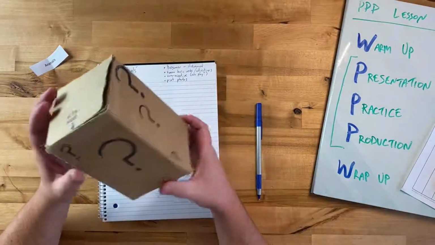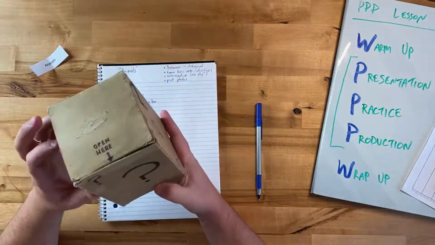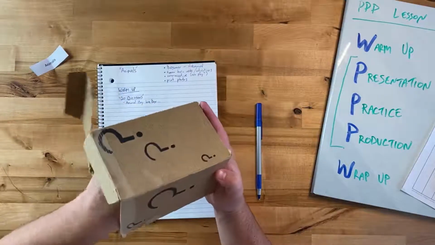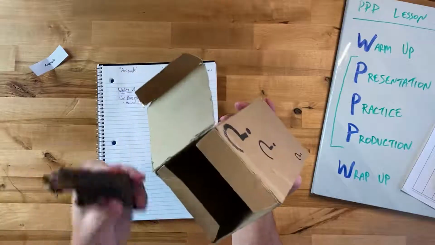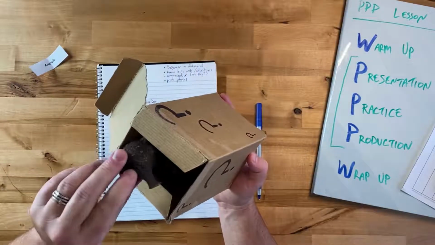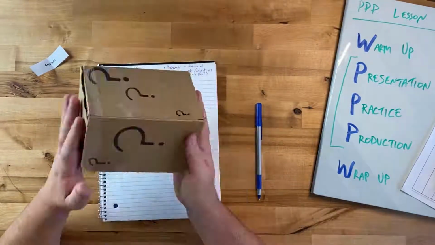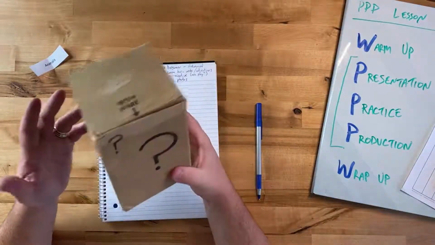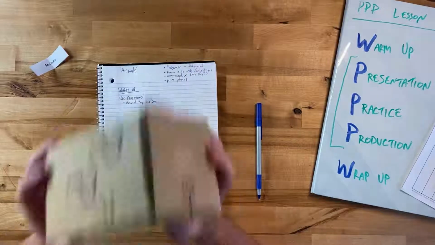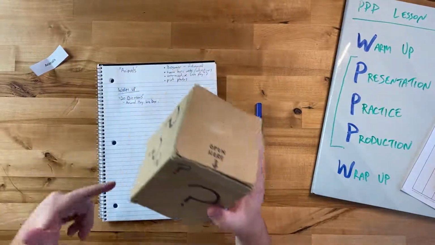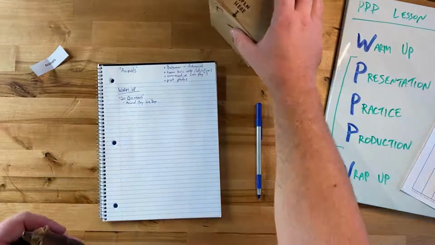So I like to do this using my trusty little mystery box here. Inside the box, I have placed a toy animal of some kind, which are easy to find from any small child's bedroom. If this was about another topic, then you could find something else to put in here. Basically, I'm going to have the students shake the box and ask questions, guessing what they think is inside.